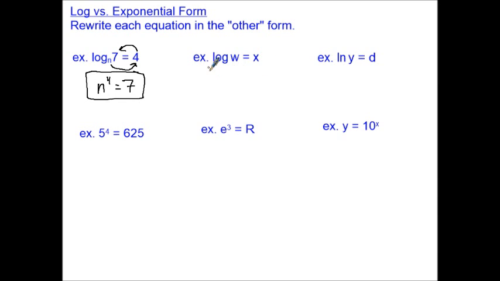Okay, if I'm looking at log w equals x, remember, since there's no number there as a subscript, it's really a 10, so this becomes 10 to the x equals w. Same thing, that number goes to that power and equals the thing inside the log. Same thing over here, ln y: for a natural log of y, the subscript e is understood as the base. So similarly, it ends up e to the d power equals y.